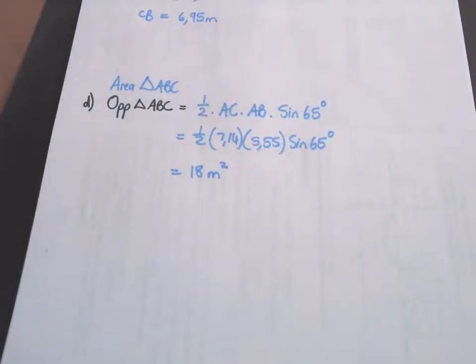Remember in these sums that you have to write your units. Meters for the side length, square meters for area, and degrees for angle sizes. Okay. Any questions here?